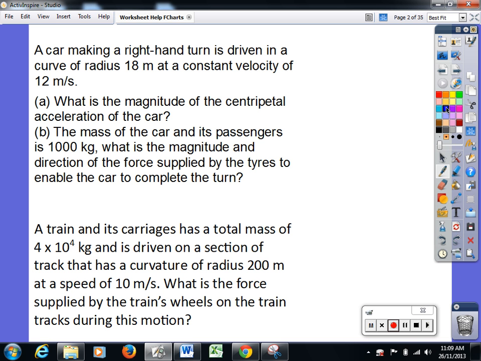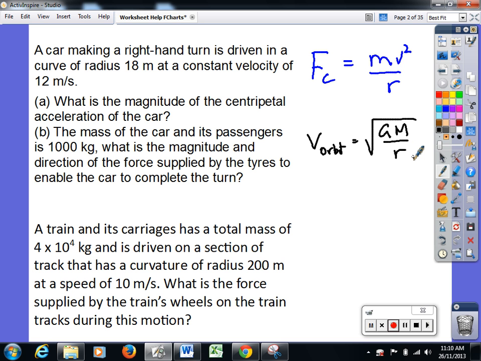The first formula is the centripetal formula for the centripetal force, which is F centripetal is equal to mv squared on r. And the other formula that we'll be using is orbital velocity, v orbit, is equal to the square root of GM on r.